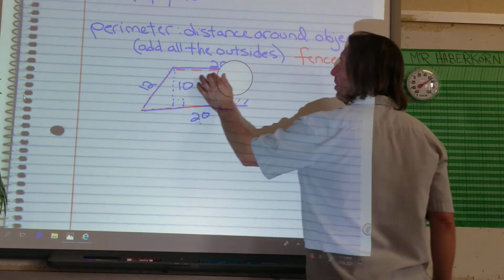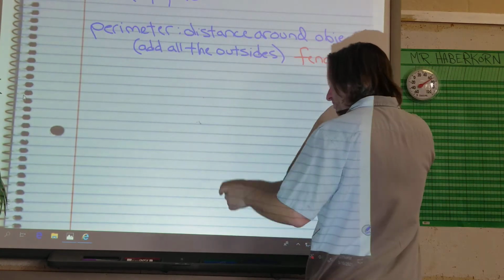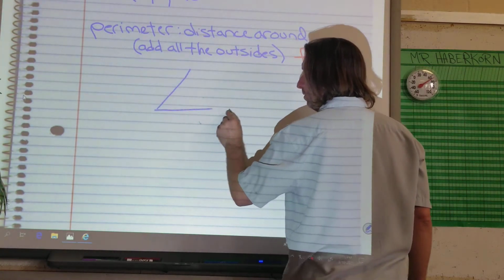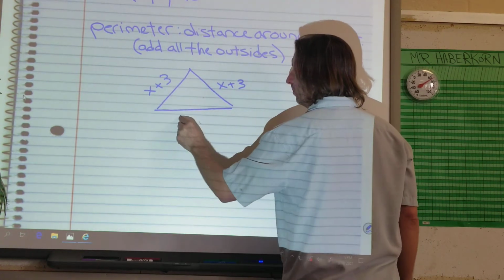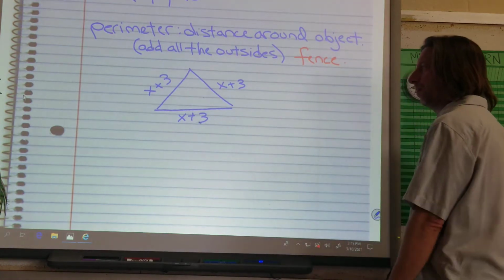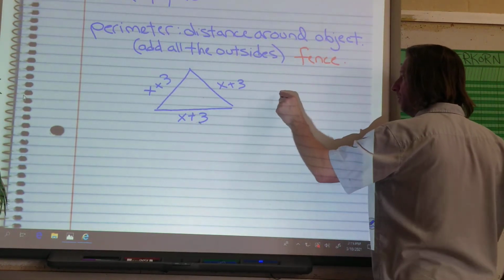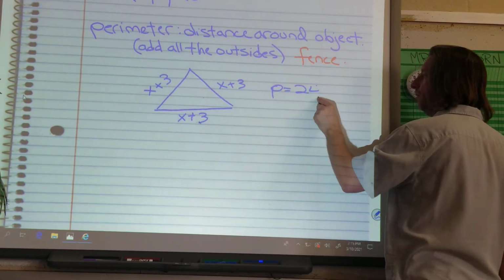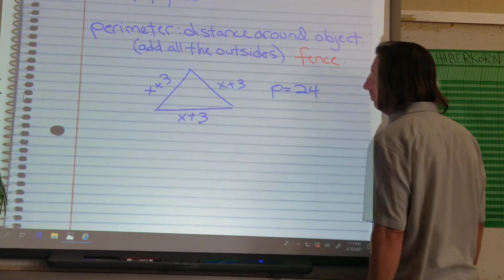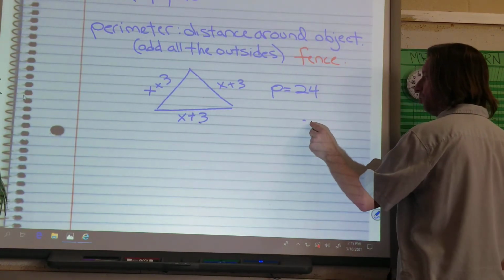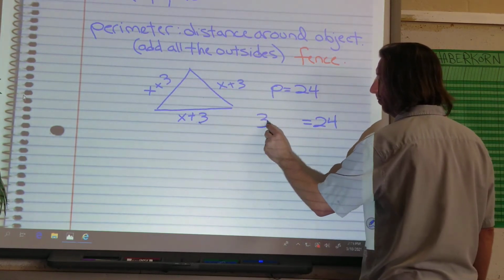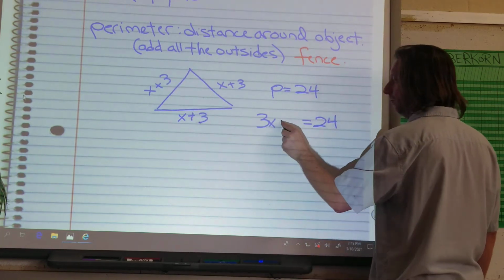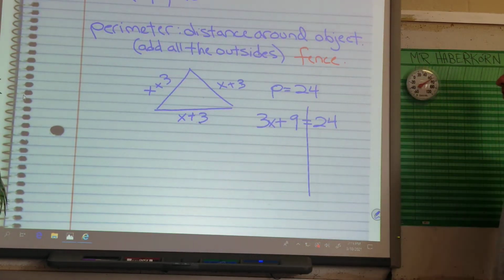All right, the other thing we learned in perimeter was that sometimes our shapes have variables. And they may give us the perimeter. They may say the perimeter is 24. They want us to figure out what these x's are. So what I would do is I would say equals 24. So your variables first, 1x, 2x, 3x, 3, 6, 9. So 3x plus 9 equals 24. Now I would solve that to find x.